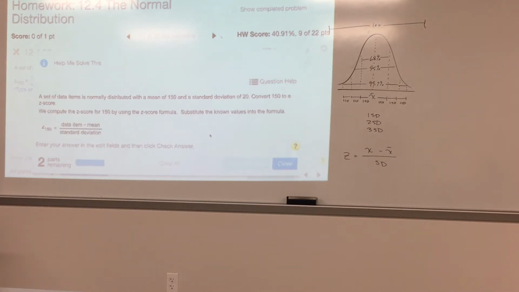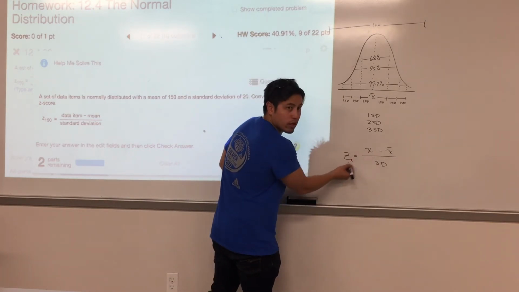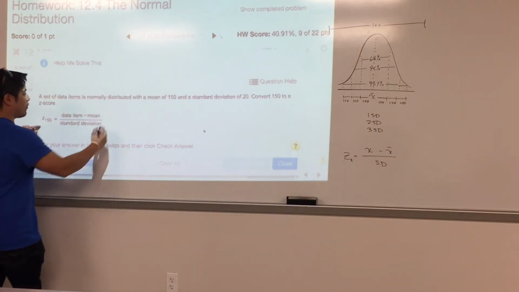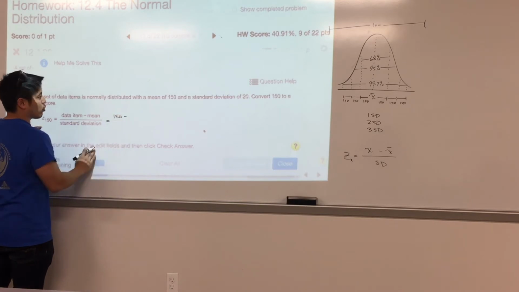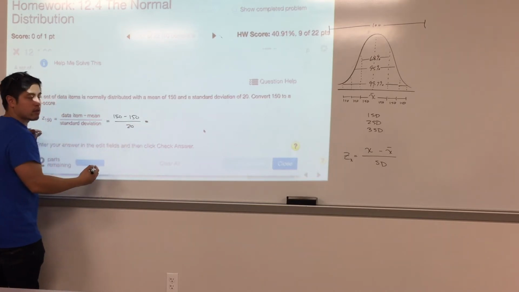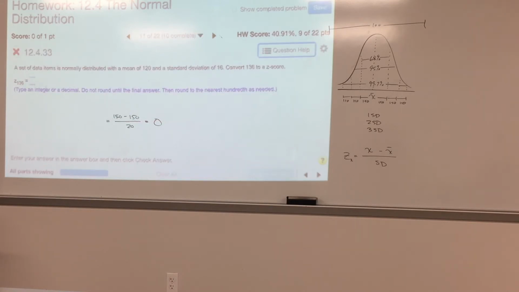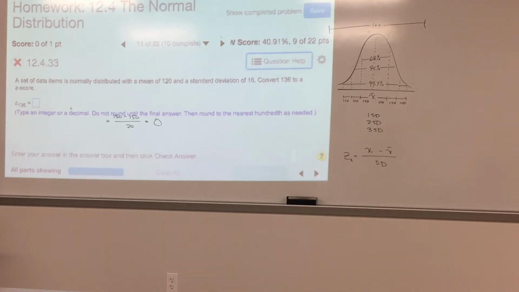We compute the z-score for 150 by using the following formula, and you can see it right there, z of 150. Notice how they use a little subscript there, so you might want to write z subscript of whatever data value you're looking for. The data item is 150, and your mean also happens to be 150. You can already see where this is going. Divided by your standard deviation, you should have gotten 0 for that one. Does that make sense, everybody? They just happen to use one that is going to be 0. So the answer is 0. I just wanted to go through that to show you.